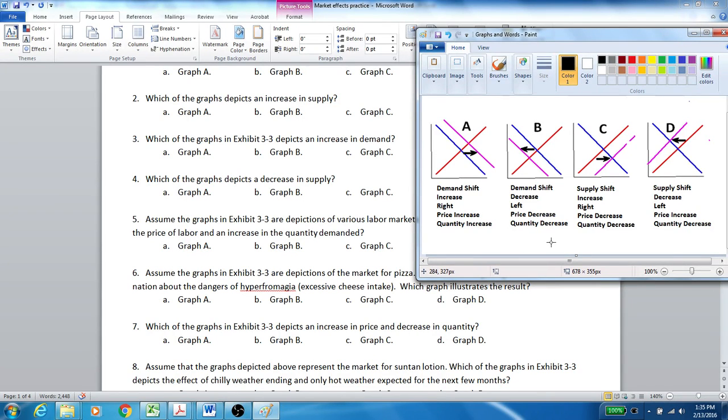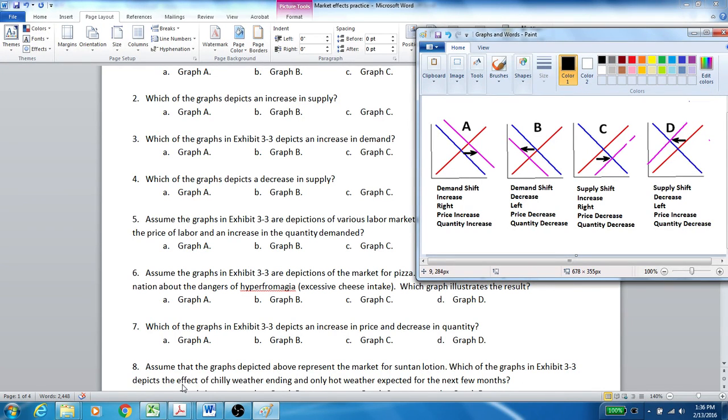Number 7, an increase in the price and a decrease in quantity. So where do we see higher prices? The price increases both in A and in D. But we're looking for both an increase in price and a decrease in quantity. That is D.